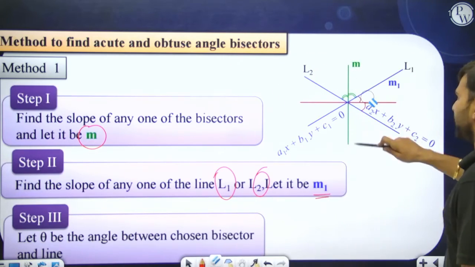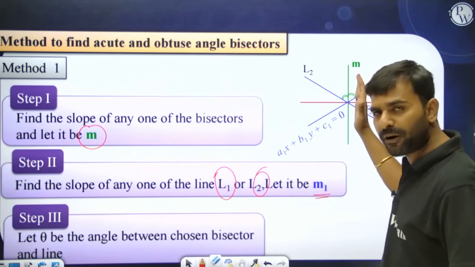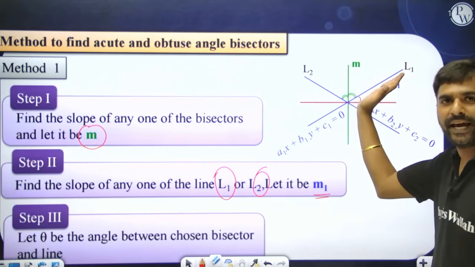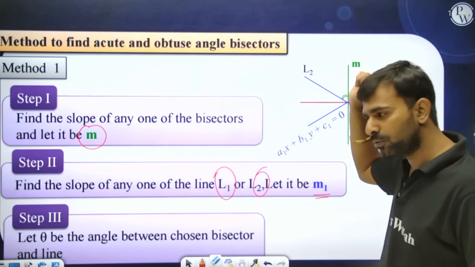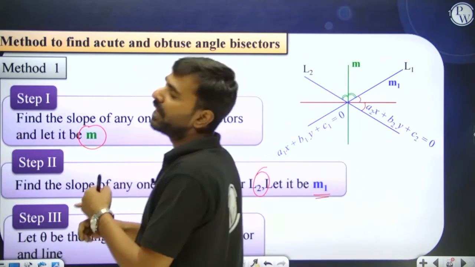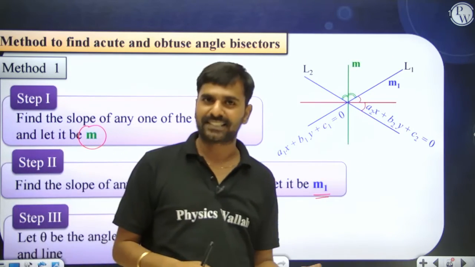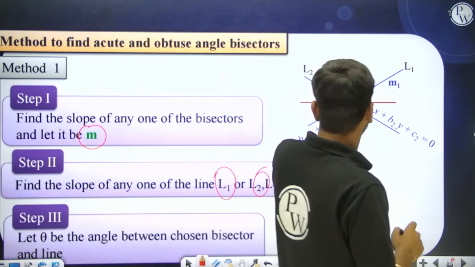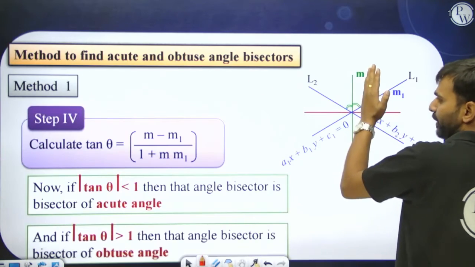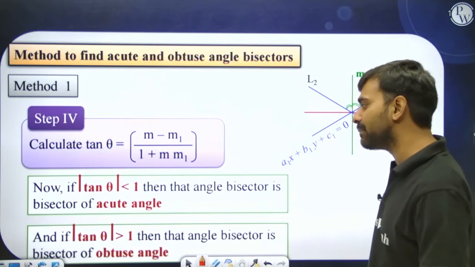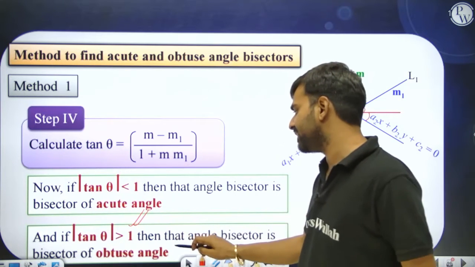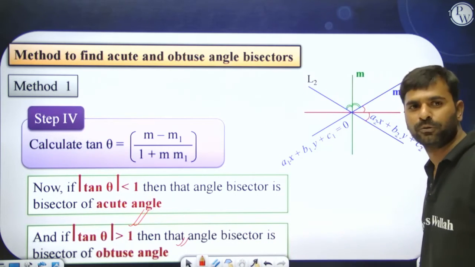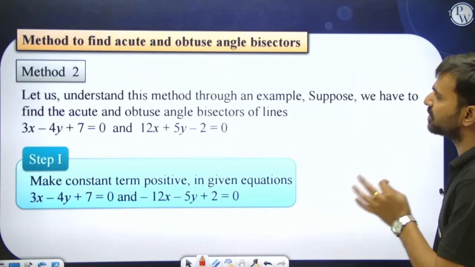What we do in method number 1 is take the slope of any one of the bisectors and any one of the lines, and find the angle between that bisector and line. If the value of tan theta is less than 1, then we say this is the bisector of the acute angle, and if the value of tan theta is greater than 1, then we say this is the obtuse angle bisector. Okay, this is method 1.